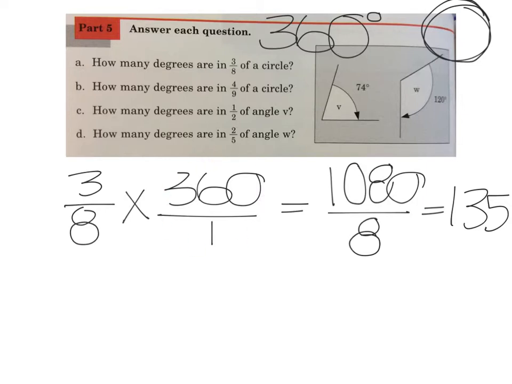When you're doing C and D, they're giving you a fraction, they're telling you to multiply, but you do not use 360 because here for C, they're asking for angle V. So I'm going to use the picture here, and I can see that angle V is 74. So instead of doing 360, I would be multiplying by the number 74. So be careful on that.